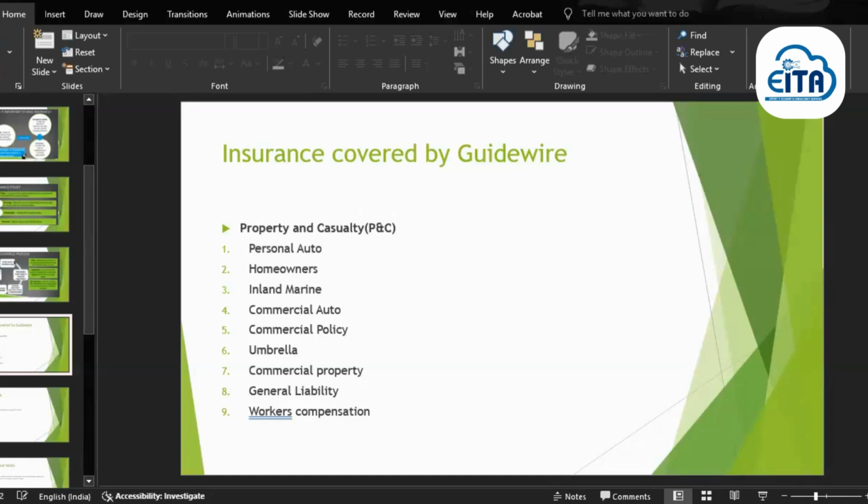Now if you see the sixth one, it is an umbrella policy. Suppose in general liability we only have a limit of $1,000, but we want a higher limit because we know there are more chances of an accident or anything. Then we can go for the umbrella, which provides us a limit of more than $1,000. So that's the concept of umbrella.